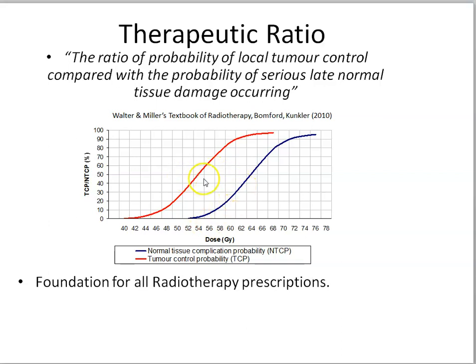Now, the ideal situation is to separate these two lines as much as possible, and there are various things that can be done to do that. Just irradiating a tumour with a straight beam of photons would bring these two lines closer together, whereas if you do something like stereotactic radiotherapy or intensity modulated, or some sort of system that allows you to direct the radiation directly at the tumour but spare the normal tissues, then you can separate these lines much more.